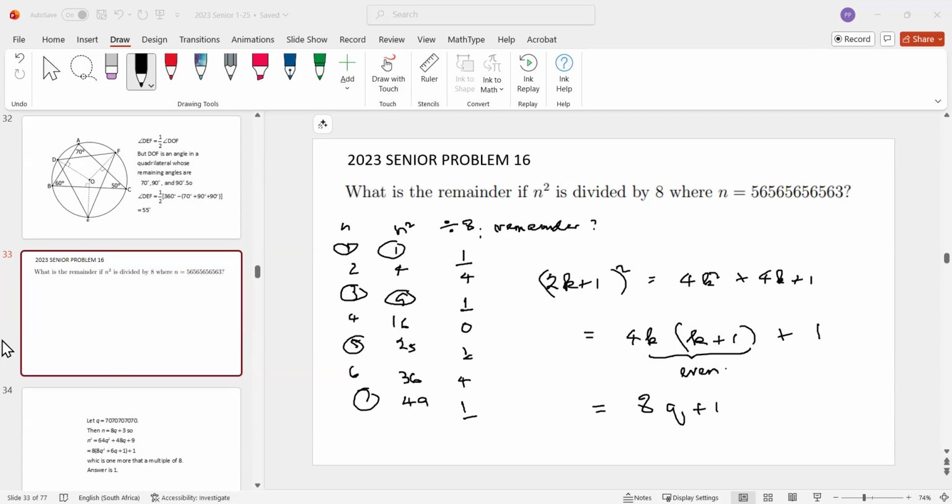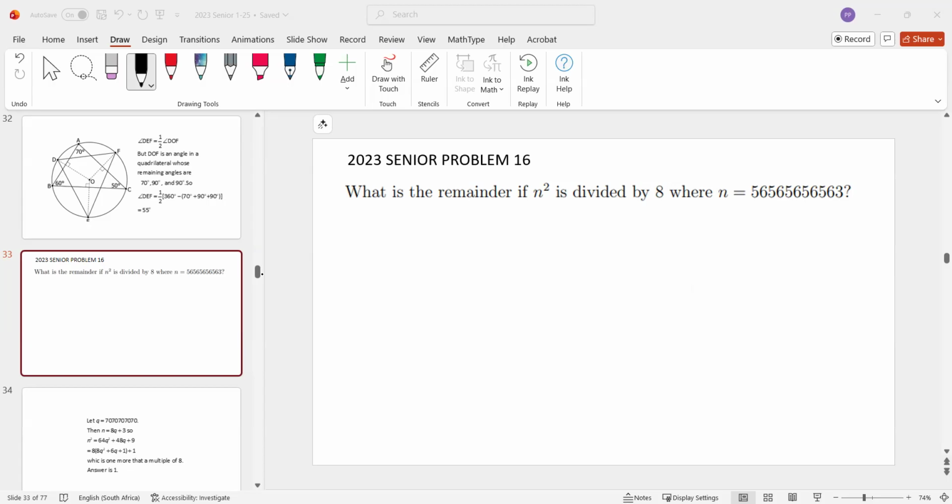So if you use that as a fact, then this problem here becomes easy.